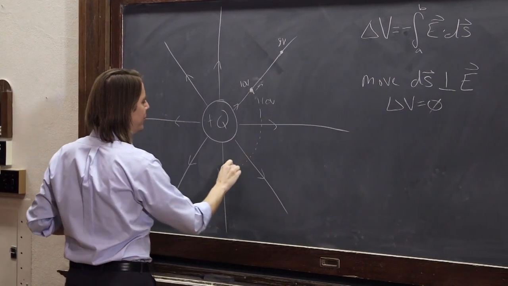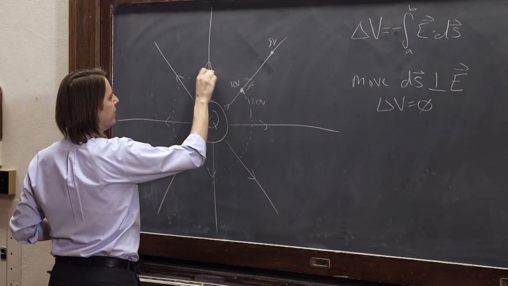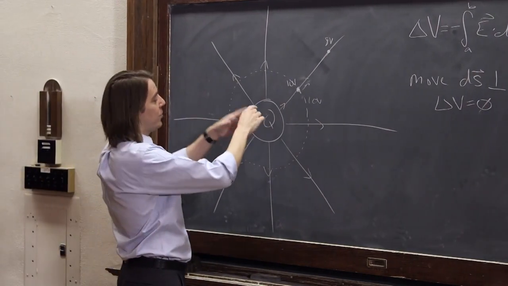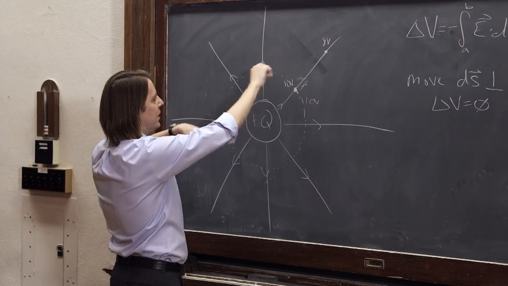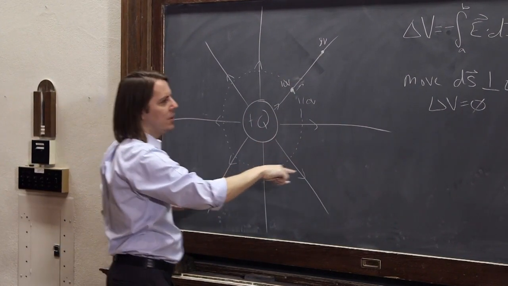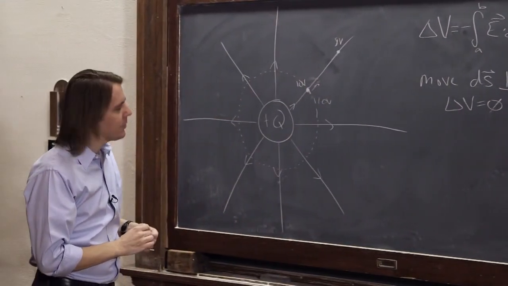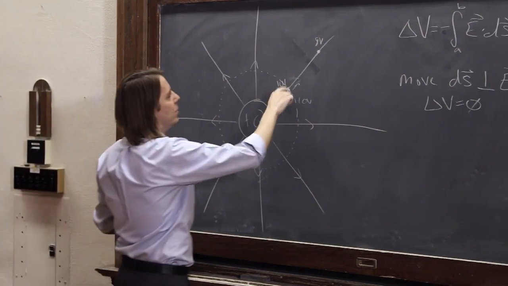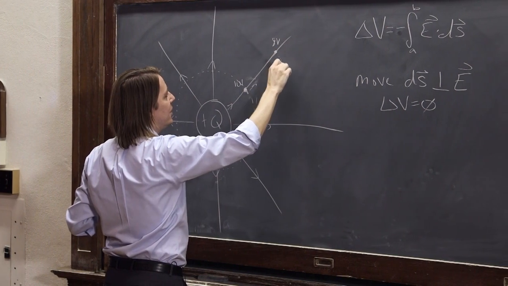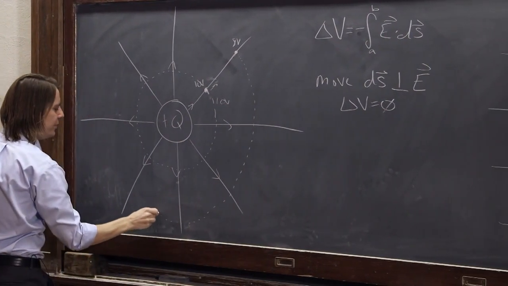And the way to move to keep it always perpendicular to the field lines is to move in a circle. And if this is a spherical symmetry, the lines are going radially straight out, and I go around a circle, then delta V is always going to be 0, because I'm always going perpendicular to the field lines. I could also do the 8-volt one, the 8 volts if I wanted, as long as I stay perpendicular to the field lines everywhere I go.